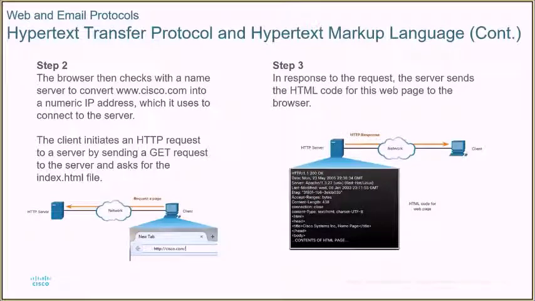Now, the browser then checks with a server to convert www.cisco.com into a numeric IP address, which it uses to connect to the server. So cisco.com is good for us, not good for a computer. The client initiates an HTTP request to a server by sending a GET request to the server and asks for the file index.html. Of course, the server will respond to that request, and the server sends the HTML code for this web page to the browser.